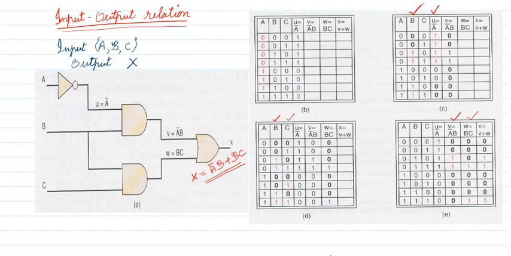Perform the OR operation on these two columns and fill it here. So this is the output for the input ABC.